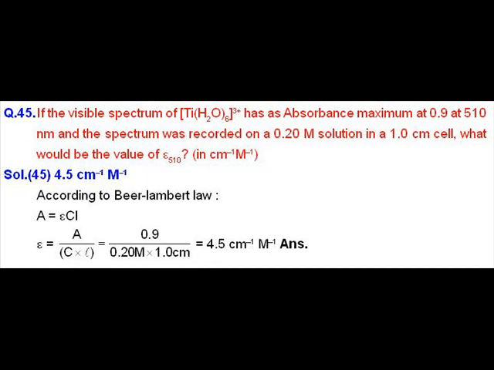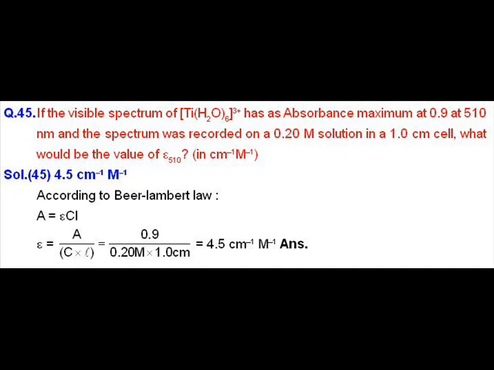Hello everyone, we are going to discuss question number 45 from MTP3. Here we are given that the absorbance maximum is 0.9, that is at 510 nanometer wavelength, and the spectrum is recorded on a solution having 0.2 molarity and the cell length is 1 centimeter. So we have to calculate the value of epsilon at this wavelength.